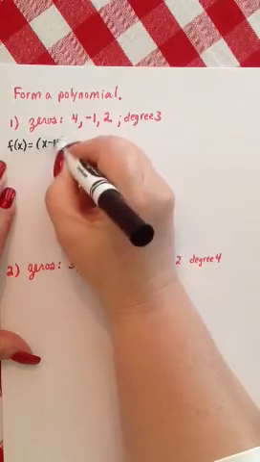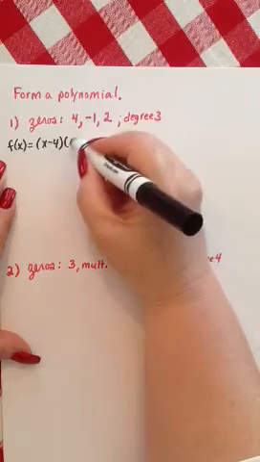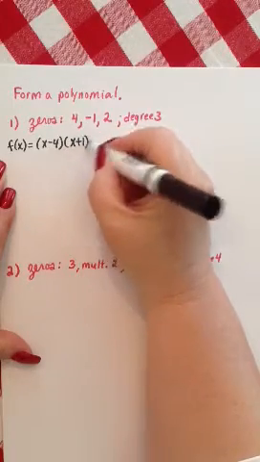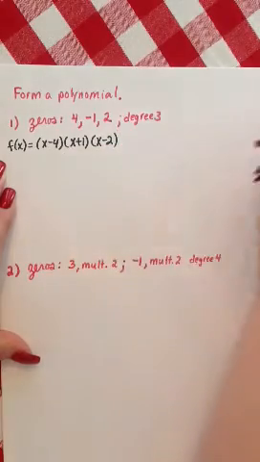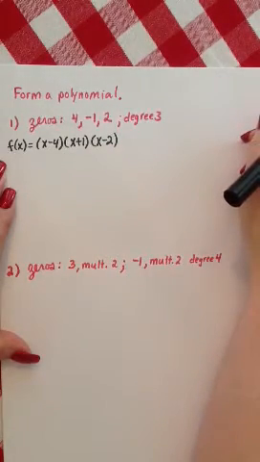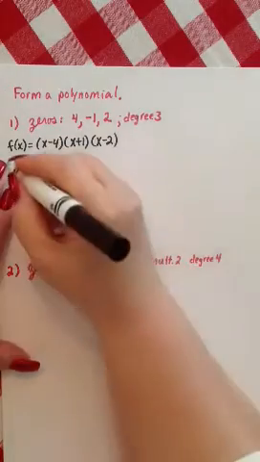Remember, you always say the opposite of whatever the zero is to write the factor. If the zero is -1, the factor is x plus 1. If the zero is 2, the factor is x minus 2. Now, if they wanted you to leave it in factored form, that would be pretty easy, right? However, they're going to want you to multiply it out.